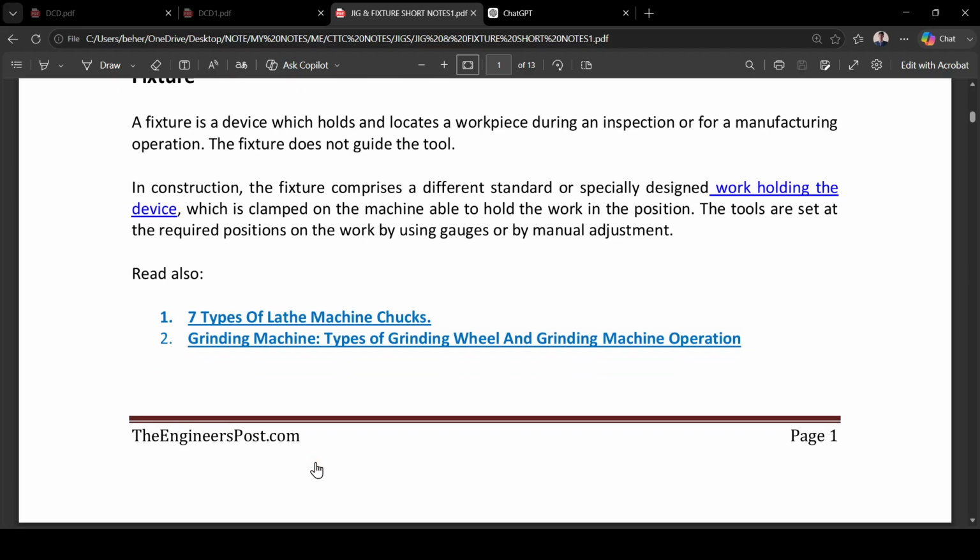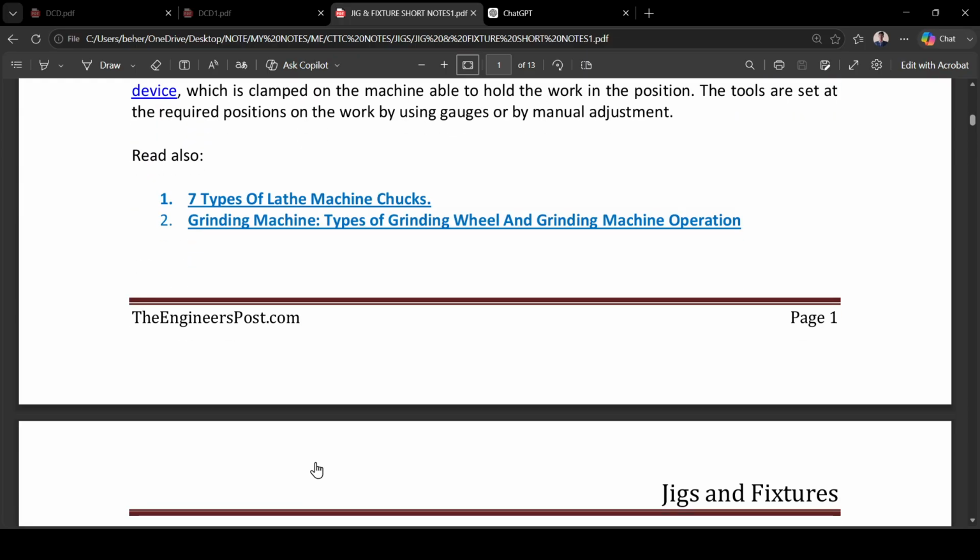The seven types of lathe machine chucks. So you can read and understand. Then grinding machine, types of grinding wheels, or grinding machine operation.